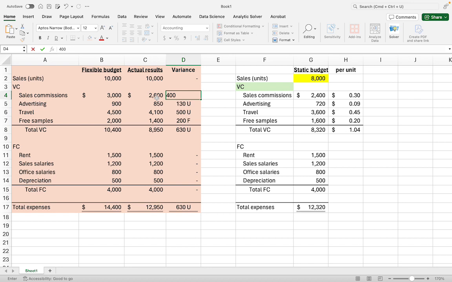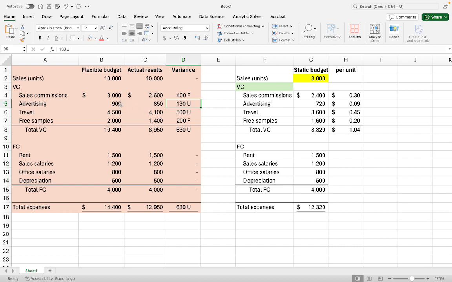The actual sales commissions were less than what I'd planned in the flexible budget. Sales commissions are an expense to me. They're a cost, right? It's a cost of running the business. So it makes income go down because that's money I'm paying to my salespeople. So when I'm spending less than I expected, that means I'm going to have more profit in my pocket at the end of the month. So this is a favorable variance because I'm spending less than I thought.